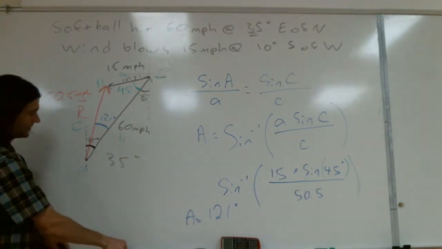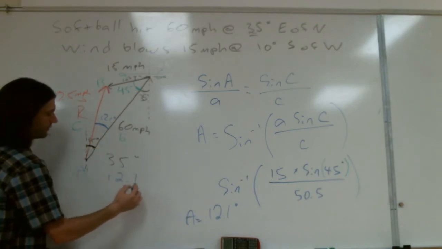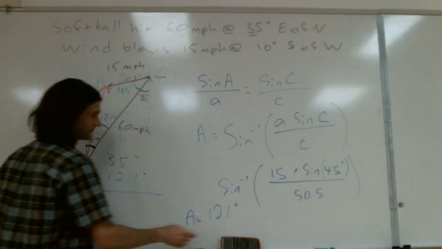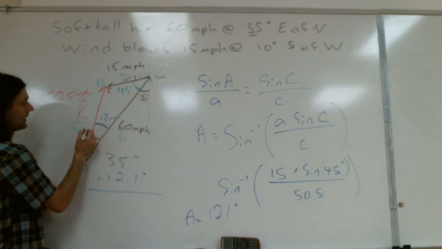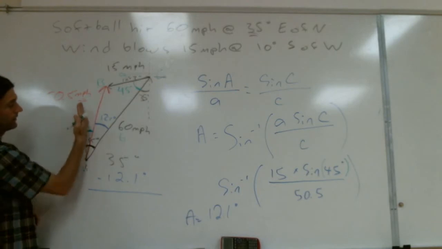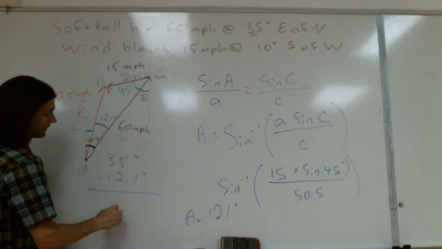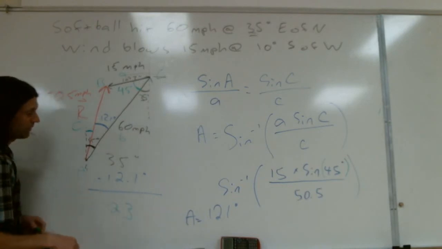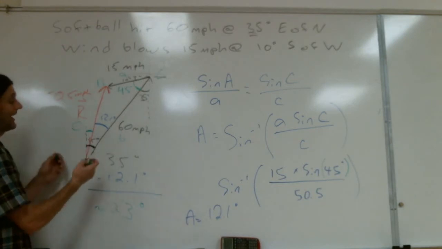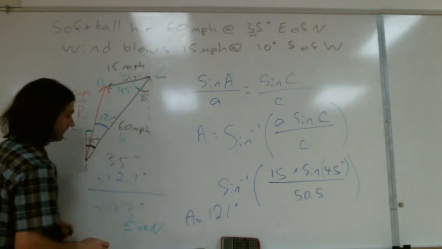The blue angle we just figured out between the red one and the black one is 12.1 degrees. So if I just push the minus button, what I'll be left with is the green angle right there, which is the angle that the red line is relative to due north. So 35-ish minus 12-ish. It ain't going to be perfect. I'm going to call it 23-ish degrees, 22.9, whatever you care to call it, 23-odd degrees, and that is east of north, E of N.